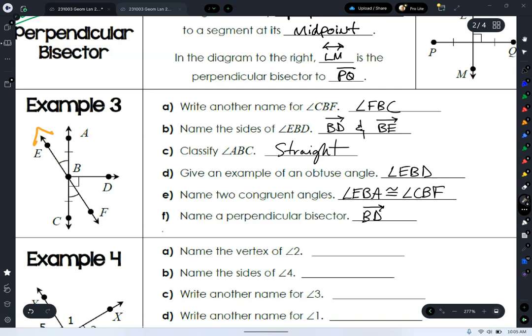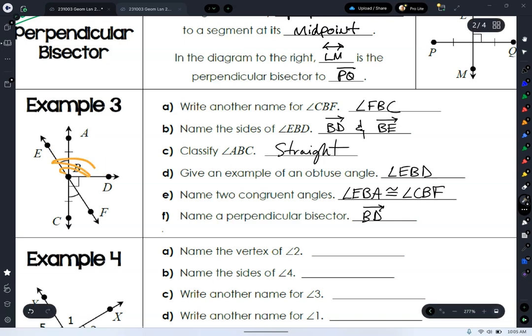You could have said segment BE and segment BD too. That would totally be legit. Nothing wrong with that. What you can't say is ray or segment BD and line EF. That would not work because the line extends past the vertex of the angle and creates multiple angles, which does not give us a specific name for that space in between here.